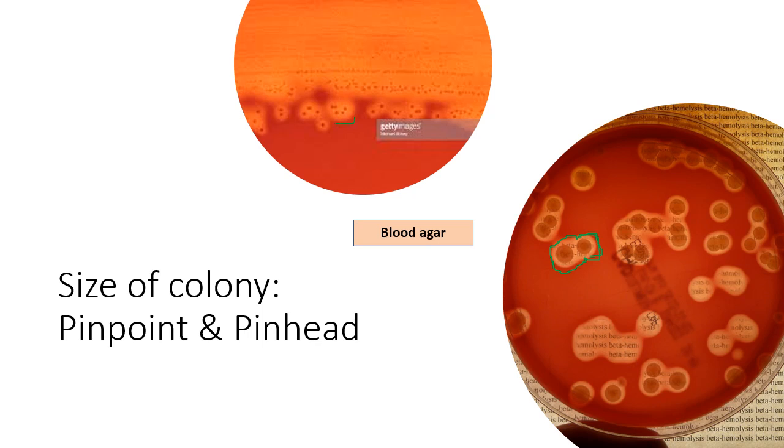So you're seeing two things here. One, beta hemolysis in both. I'll be discussing beta hemolysis subsequently. Here the bacterial colony is really tiny as against the bacterial colony here.